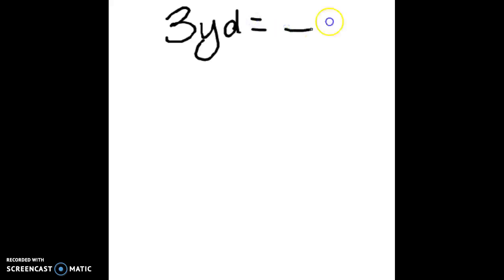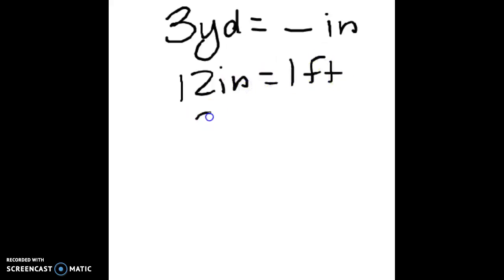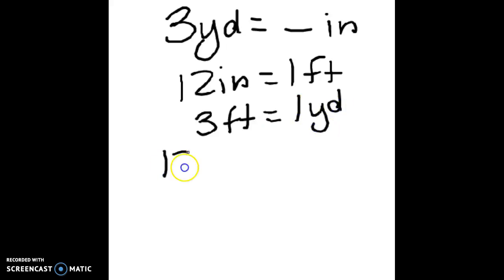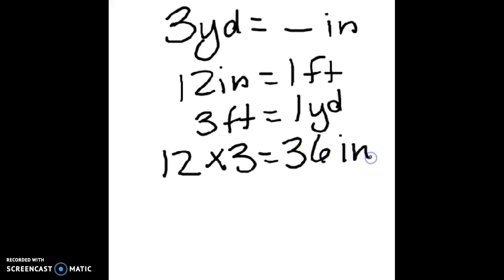We're going to take it just one step further. So this time, I'm going to say that you have 3 yards. I want to know, how many inches is that? Okay, if you're using your reference sheet, it's going to tell you how many inches are in a yard, but we're going to figure it out without using our reference sheet. So I know that there are 12 inches in 1 foot. And I also know that there are 3 feet in 1 yard. So if I take the number of inches times the number of feet, I should get the number of inches in a yard. 12 times 3 is 36. So there are 36 inches in 1 yard.